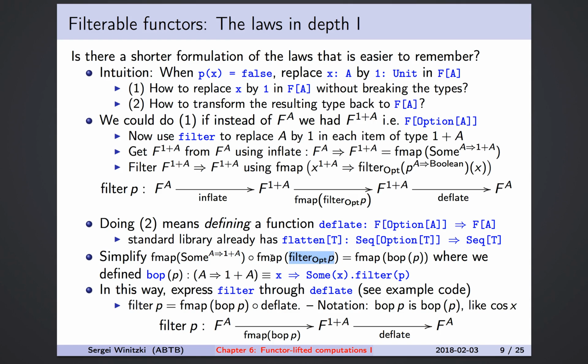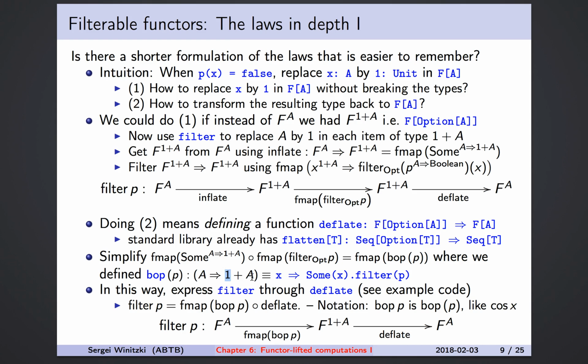I call this BOP, Boolean to option. So we take filter P, which is a condition from A to Boolean, and we get a function from A to 1 plus A, from A to option A. So we kind of lift the Boolean predicate p into a function from A to option A. And this function works by checking that the predicate holds. If it does, we just return Some of that x. Otherwise, we return None. So this is defined by this Scala code.